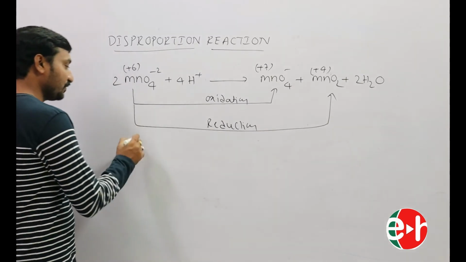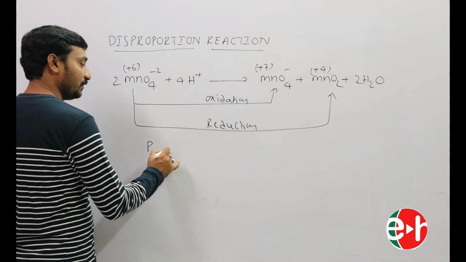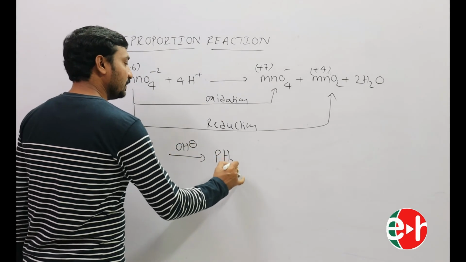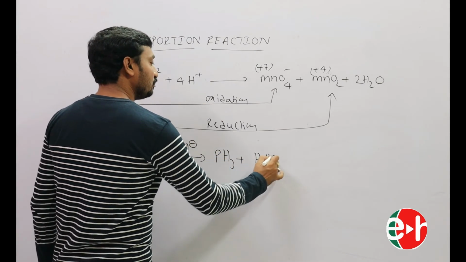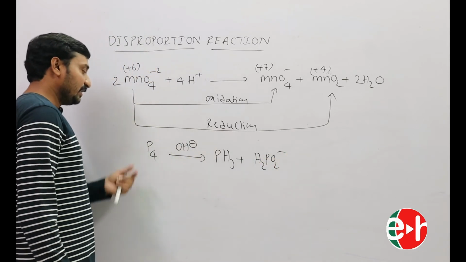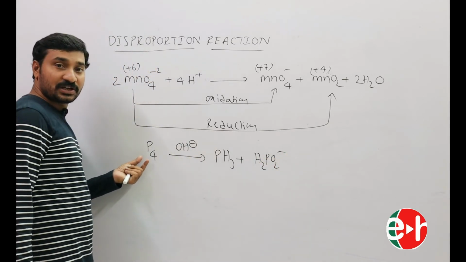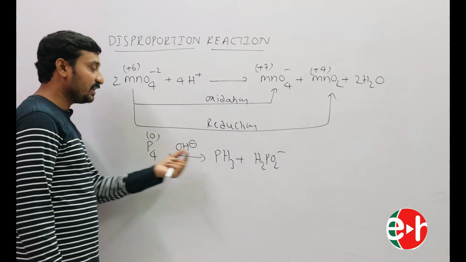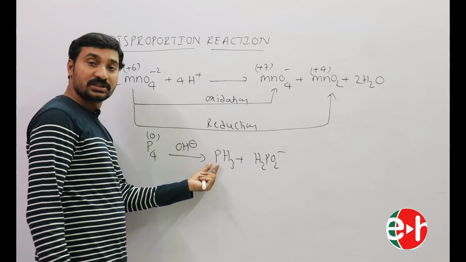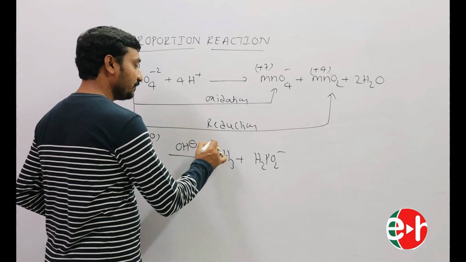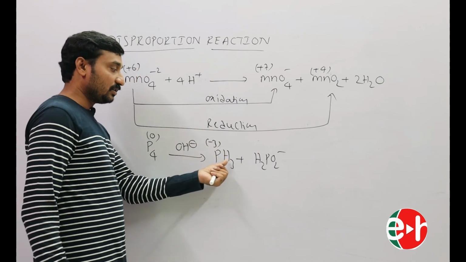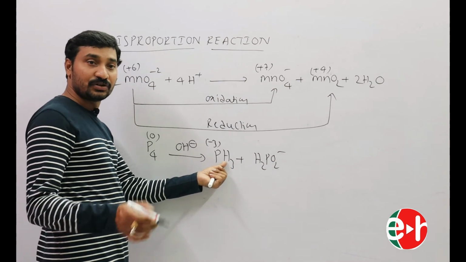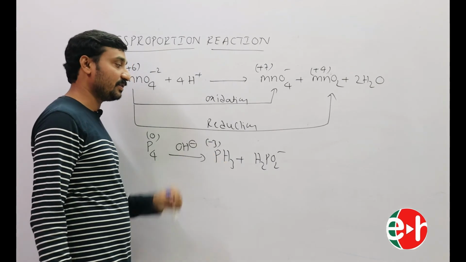One more example. See, P4 in basic medium gives PH3 and H2PO2-. In P4, what is the oxidation state of phosphorus? 0. Why? Uncombined state. In PH3, what is the oxidation state of phosphorus? -3. Why -3? Hydrogen oxidation state +1, 3 into +1 is +3, which is equal to 0, send right side, then -3.